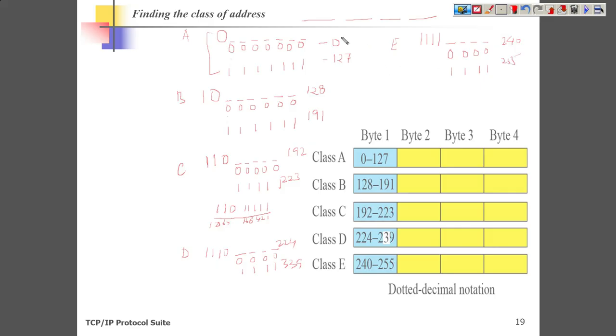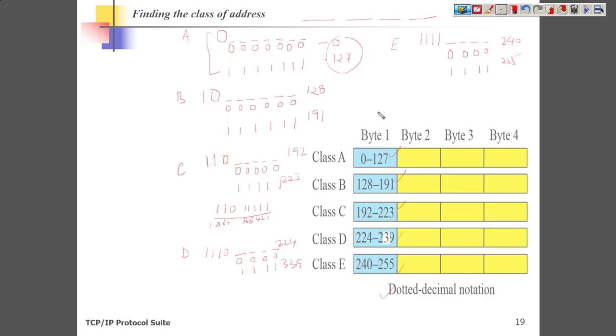So you can see here 0 to 127 for class A, 128 to 191 for class B. And we have already seen how this value is coming and what it represents. So what does it mean? It means that when any address is given to you in decimal notation, we can look at the first octet and easily find out which class the address is from.